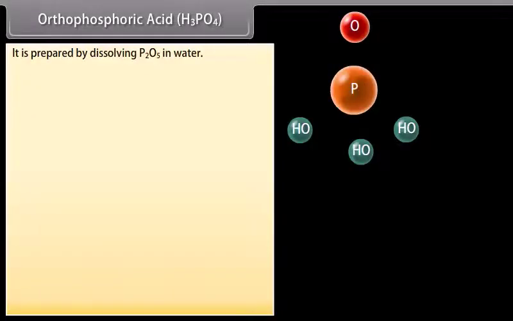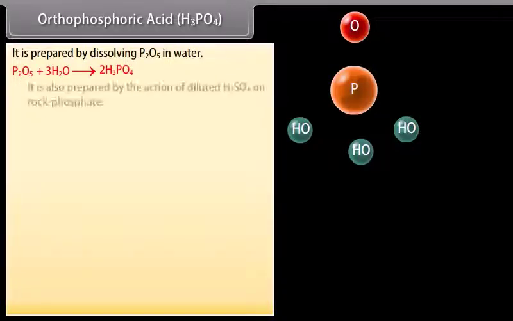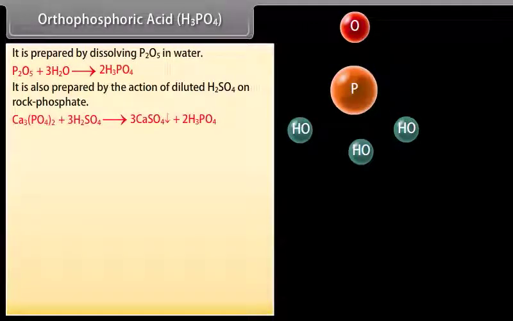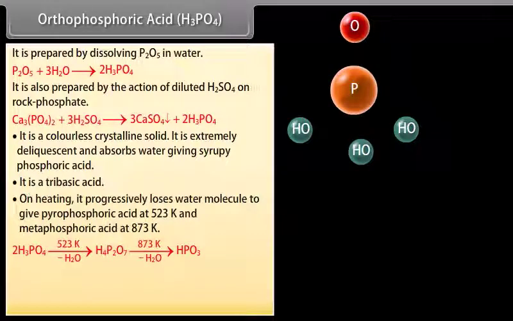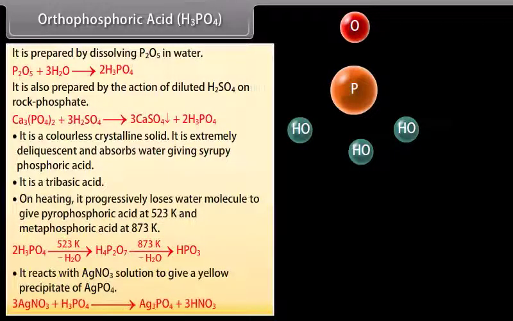Orthophosphoric acid, H3PO4. It is prepared by dissolving P2O5 in water. It is also prepared by the action of dilute H2SO4 on rock phosphate. It is a colorless crystalline solid. It is extremely deliquescent and absorbs water, giving syrupy phosphoric acid. It is a tribasic acid. On heating, it progressively loses water molecules to give pyrophosphoric acid at 523 Kelvin and metaphosphoric acid at 873 Kelvin. It reacts with AgNO3 solution to give a yellow precipitate of Ag3PO4.